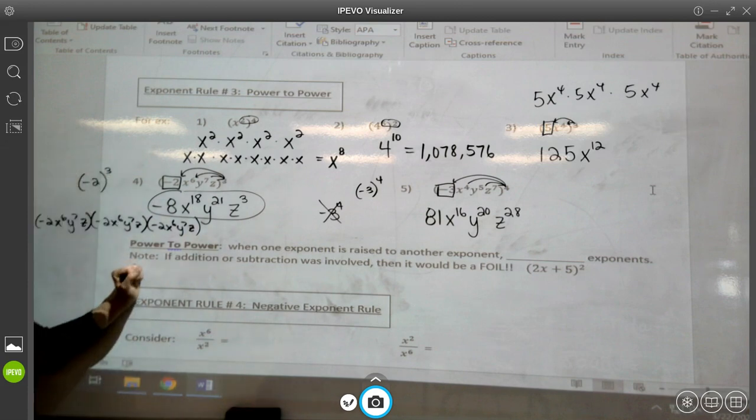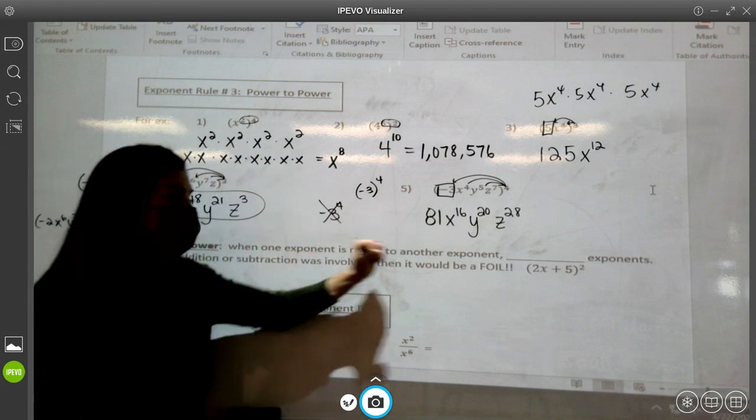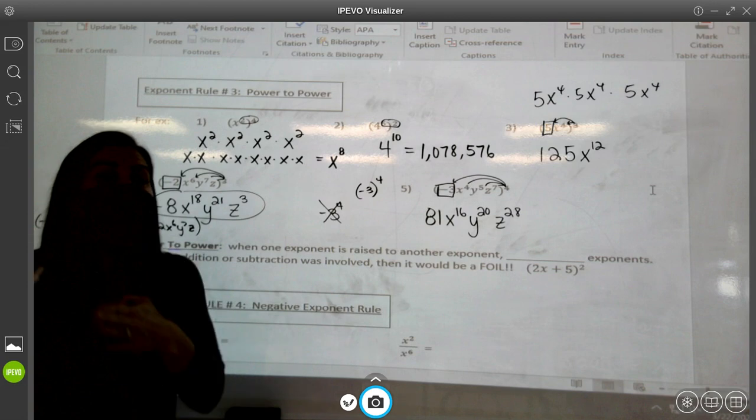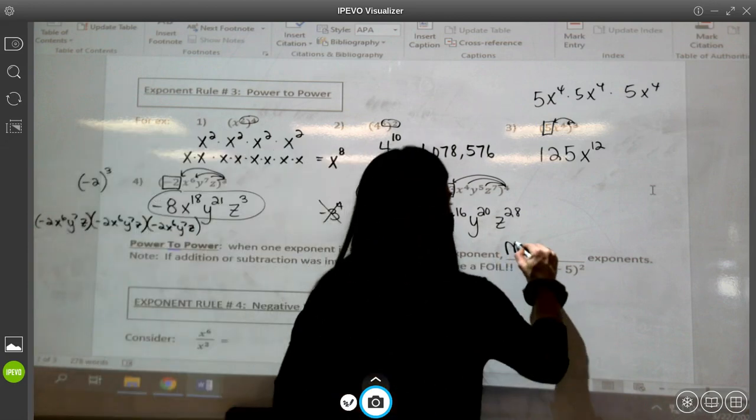All right, so the power to power rule says, when one exponent is raised to another exponent, this is when we multiply the exponents.